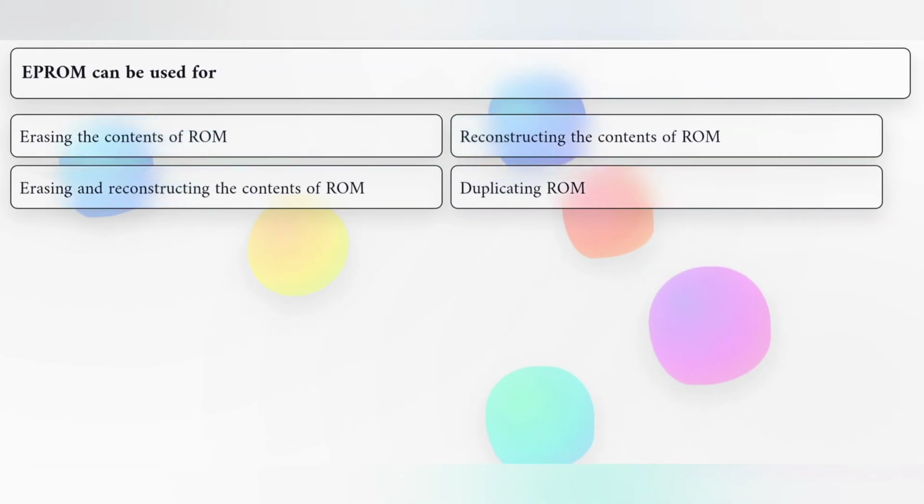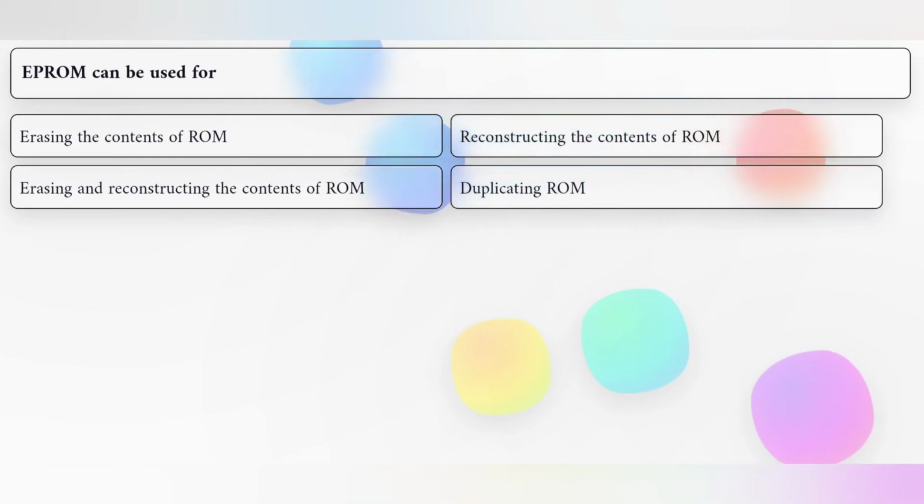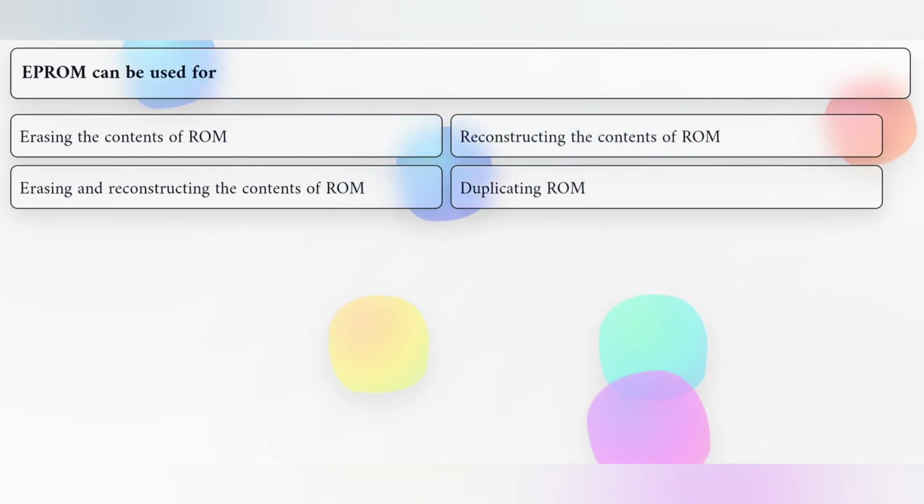EEPROM can be used for erasing the contents of ROM, reconstructing the contents of ROM, erasing and reconstructing the contents of ROM, duplicating ROM.